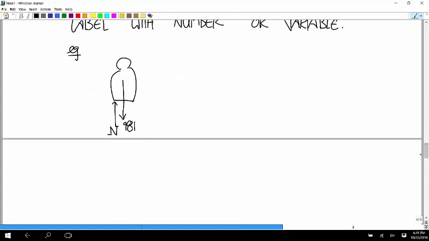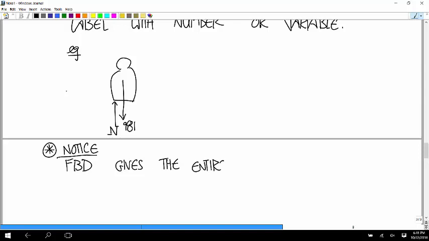One thing I want you to notice about the free body diagram: it gives the entire left side of Newton's second law. That's the F net side. So if you do your free body diagram right, then you're just reading those off to put them in the left side. It doesn't tell you anything about the acceleration.